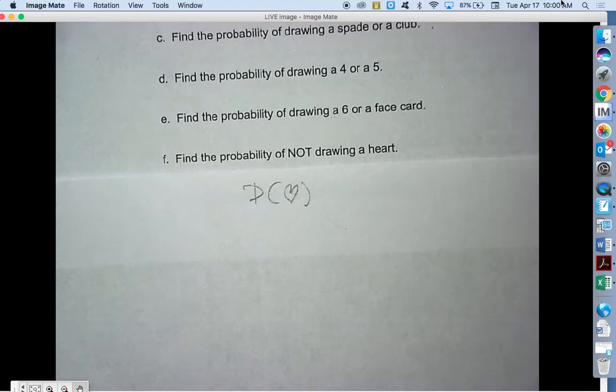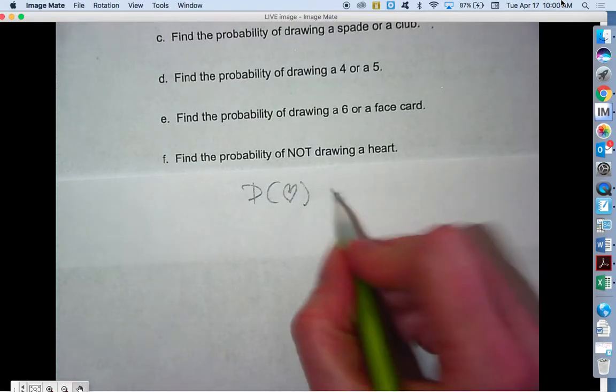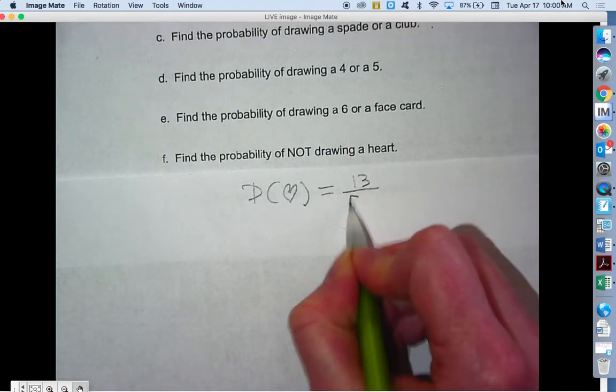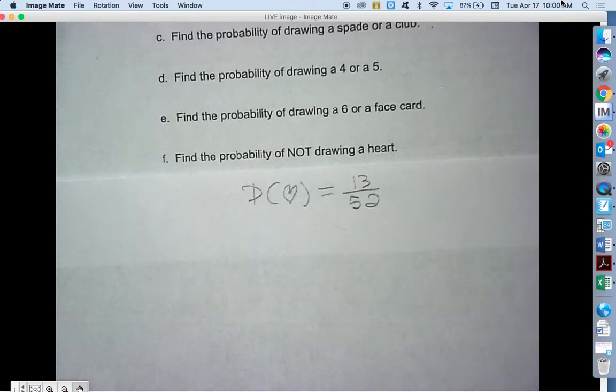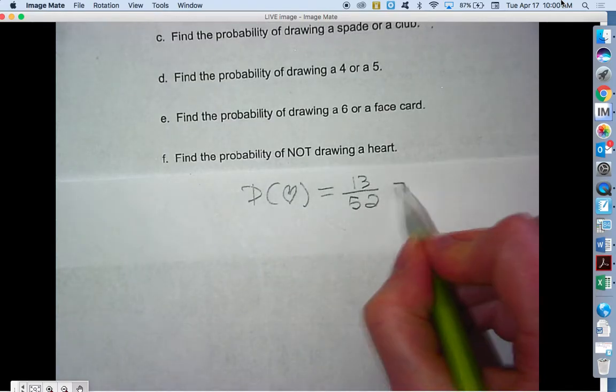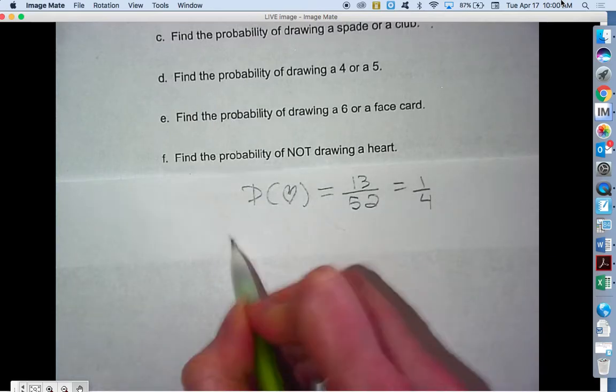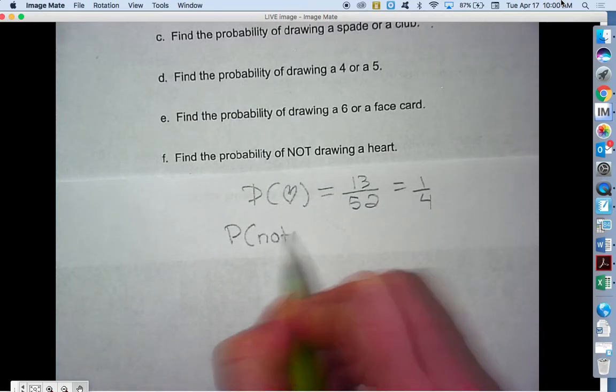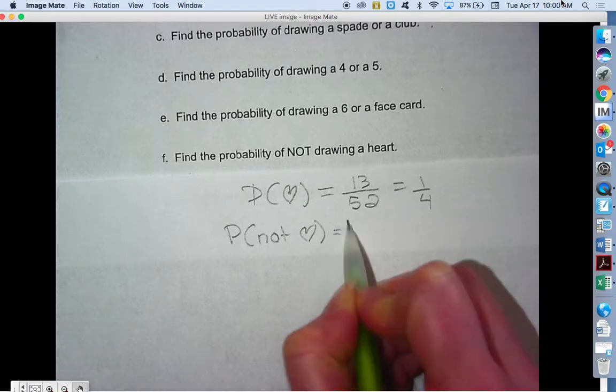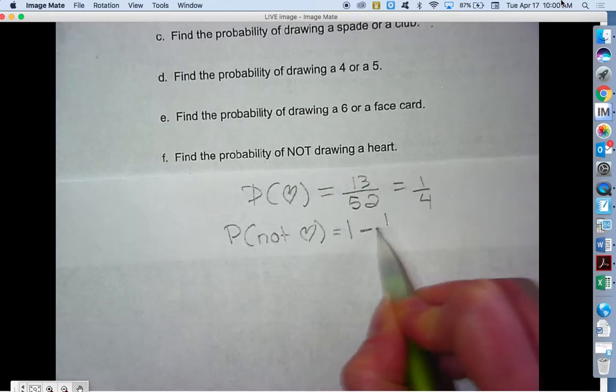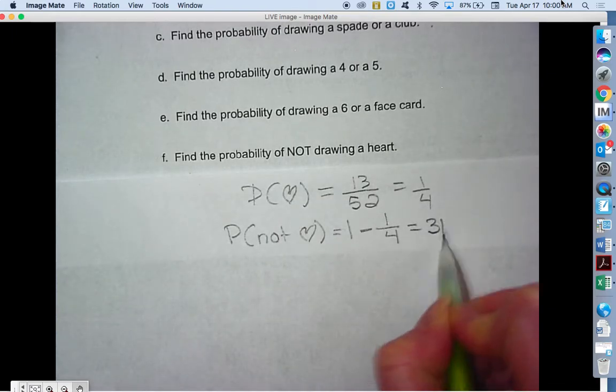So, Virginia, what's the probability that you have a heart? 13 over 52? That's not very good for you. No. So the probability that you have a heart would be 13 out of 52, or what would that reduce to, Virginia? 1/4. So if we want to find the probability that you don't have a heart, then we can use complements and take 1 minus 1/4, which would be 3/4.